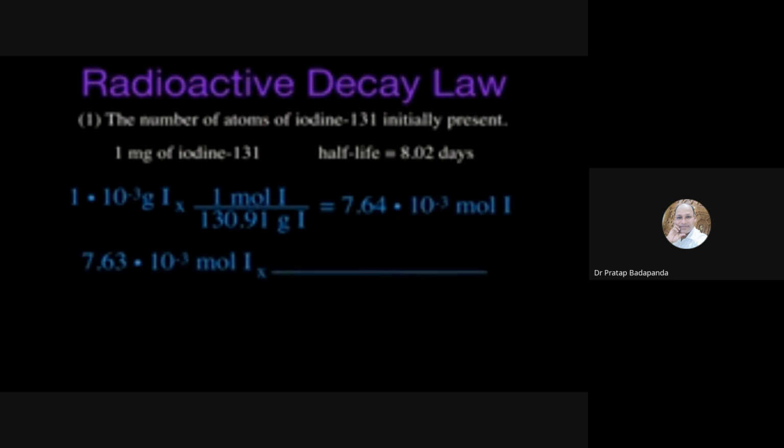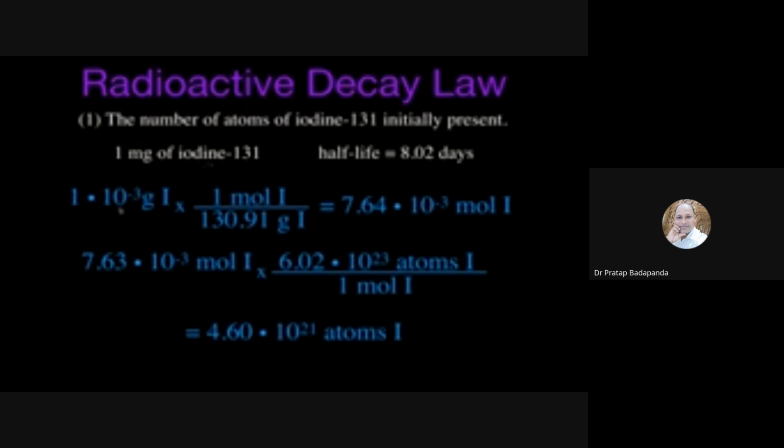So we're going to convert from grams to moles, and that tells us that we have 7.64 times 10 to the minus 3 moles. We want to know how many atoms we have. So we know that 1 mole is 6.02 times 10 to the 23rd atoms. And we come out with 4.60 times 10 to the 21 atoms. That's what is present in 1 milligram of iodine 131.